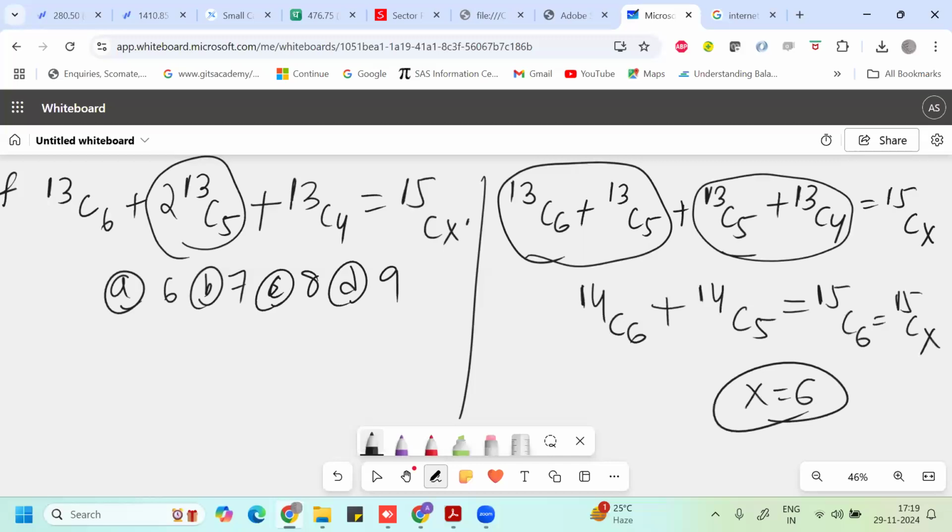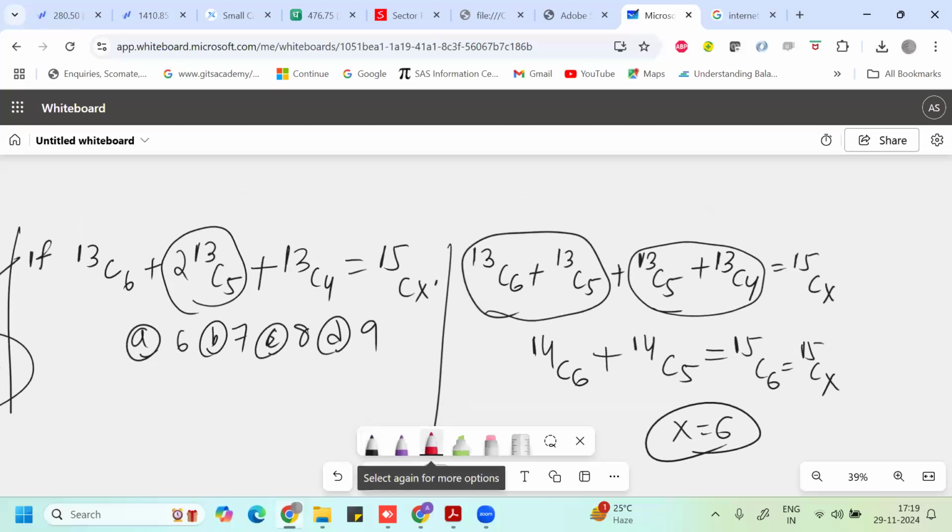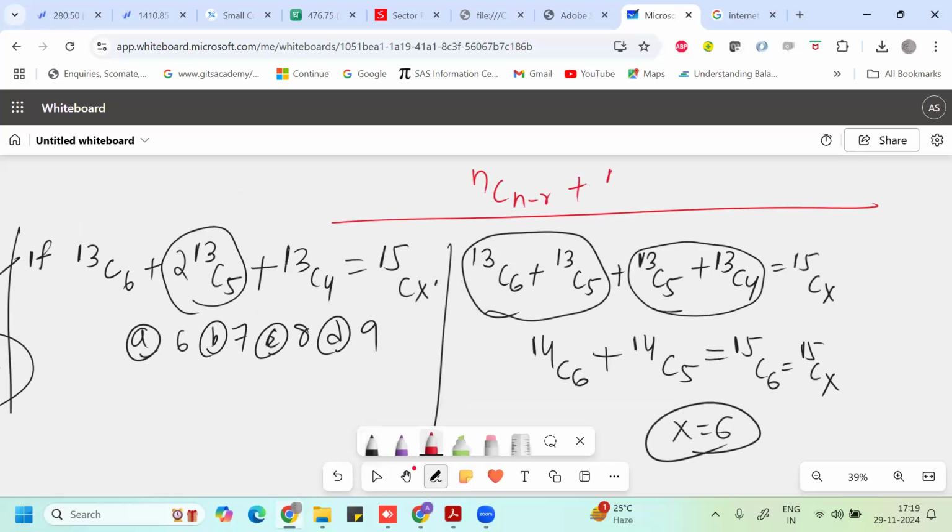You are getting it? And what is the property we use? nC(r minus 1) plus nCr is equal to (n plus 1)Cr. This is the property we use. So if you know this property, you'll get the answer. Now, please remember the properties, very important for exam purposes. Clear, na everyone?